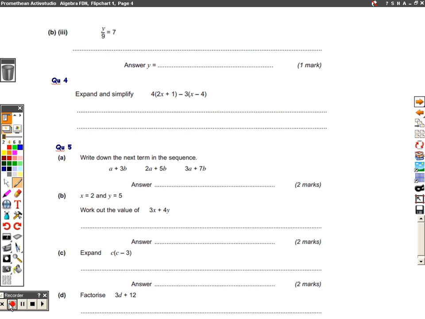Okay, part 3, put your line down. 9 comes across, becomes multiply. It was divide on this side, becomes multiply. So y is equal to 63.